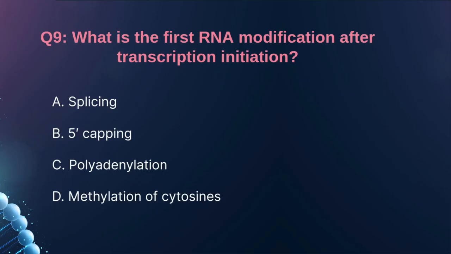Okay. Now, what is the first RNA modification after transcription initiation? So I've started transcription, and I'm already going to start modification. It's not like I'm going to have to finish transcription first and then I start modification. There's something that happens as soon as I start transcription initiation in order to protect the sequence that I'm building. The answer is B. And this modification, as I said, protects the RNA and aids in ribosome recognition.